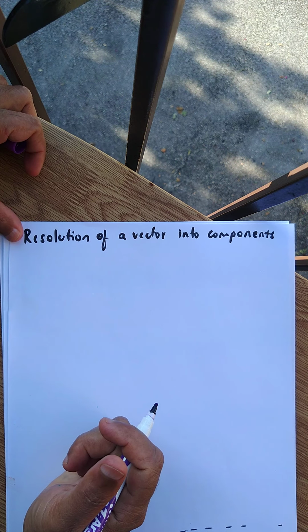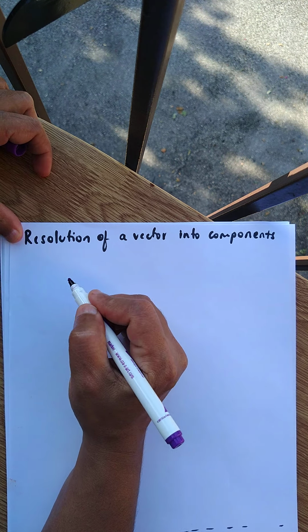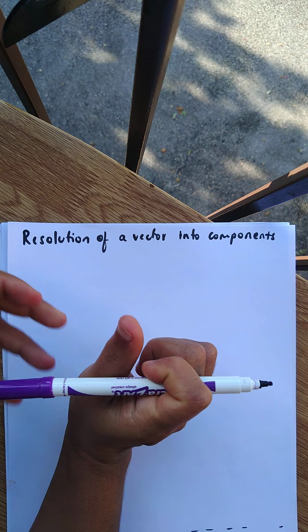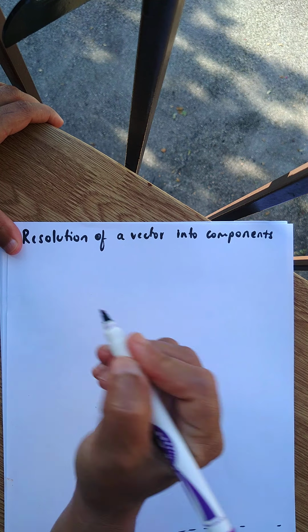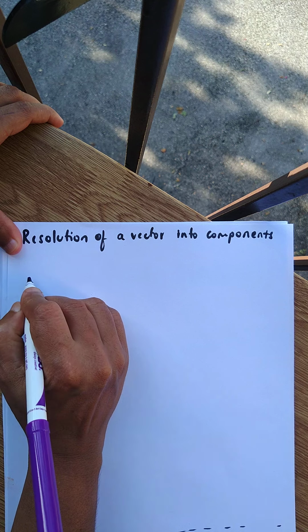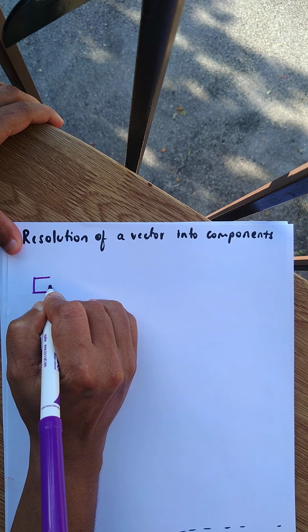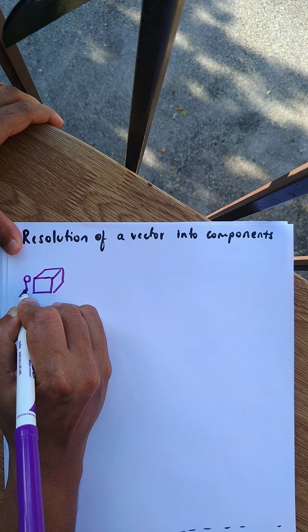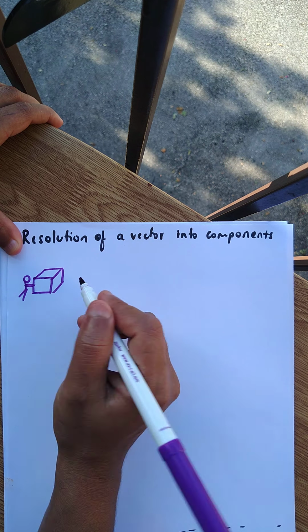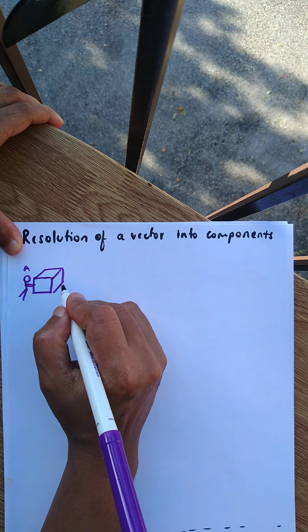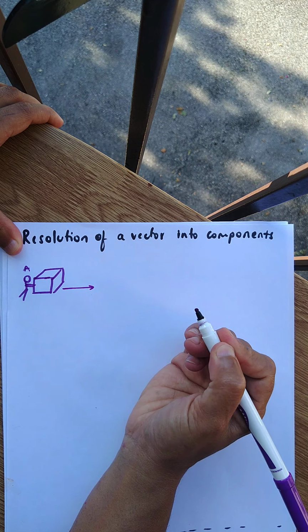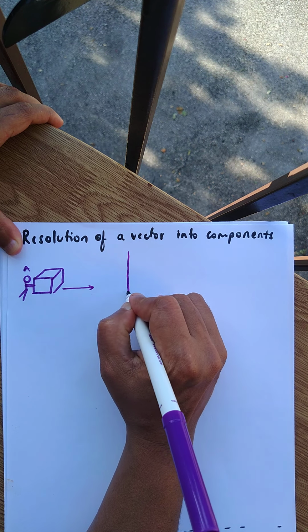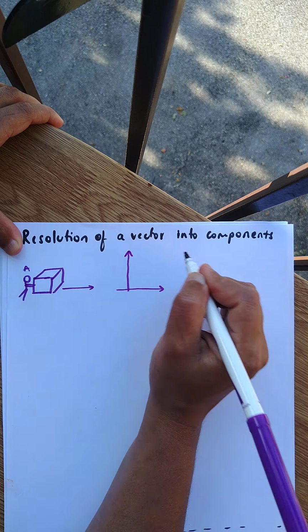Yes, today we shall see what we mean by resolution of a vector into components. For that I'm taking a real-time scenario. Let's assume a box is being pushed by a man. I'll name this person A, pushing towards my right. So how do I represent it in the coordinate system?